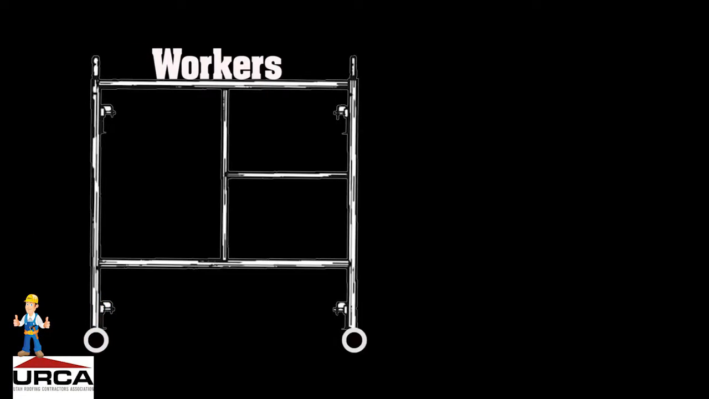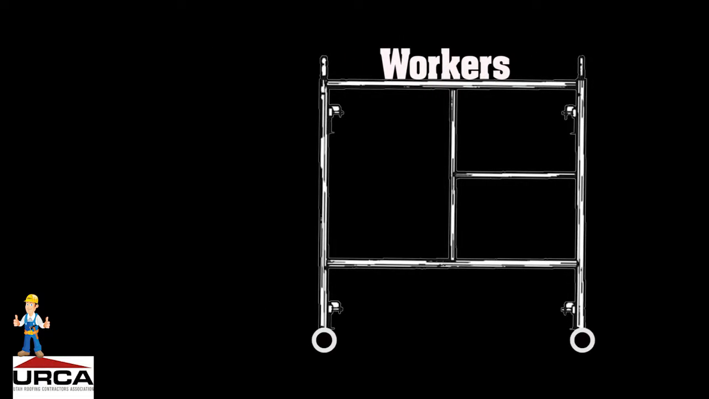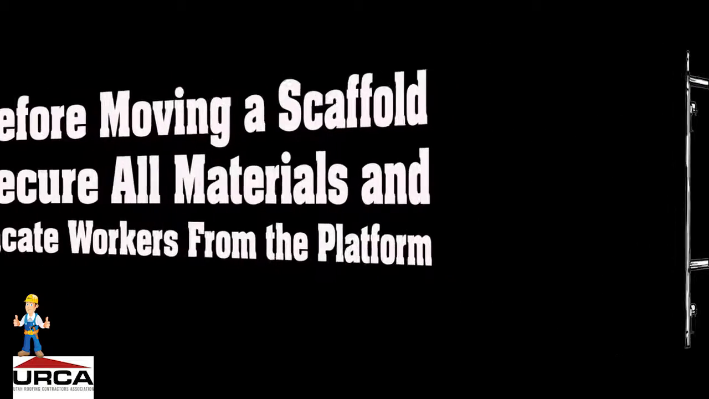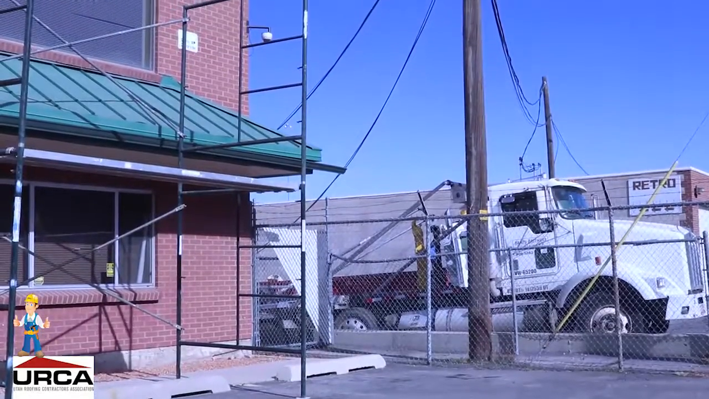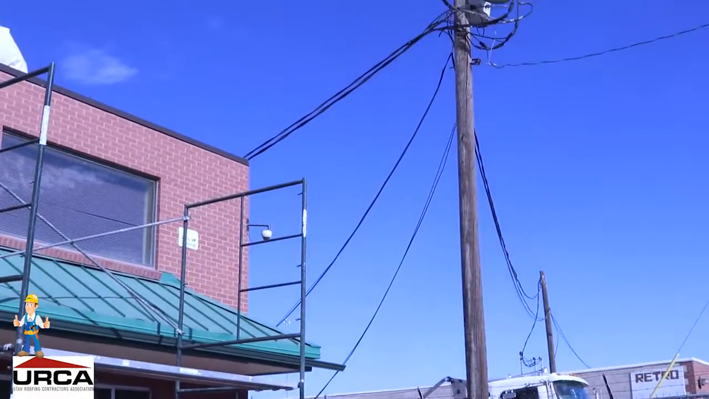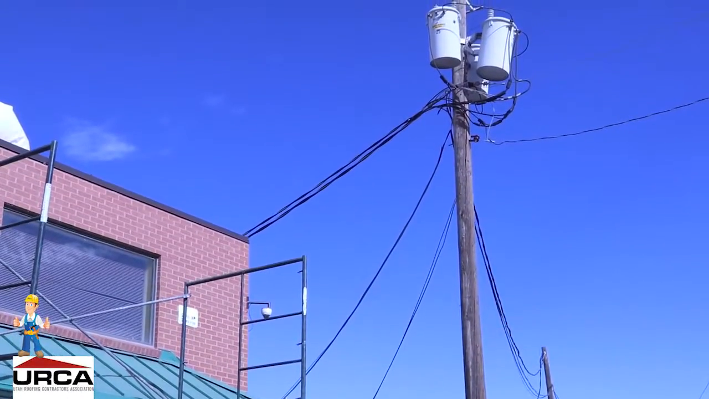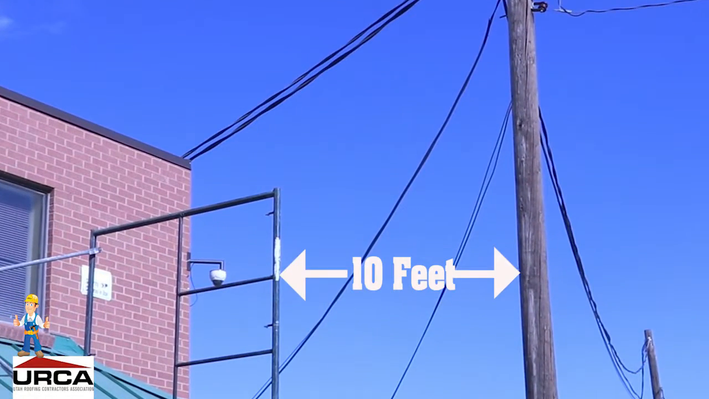Scaffolds should never be moved horizontally while workers are on them unless specifically designed for that purpose. Before moving a scaffold, secure all materials and vacate workers from the platform. The possibility of electrocution is a serious consideration when working on a scaffold. Watch for overhead electrical lines, which can put roofers especially in danger of electrocution. There should be 10 feet of clearance between the scaffold assembly and the electrical source.